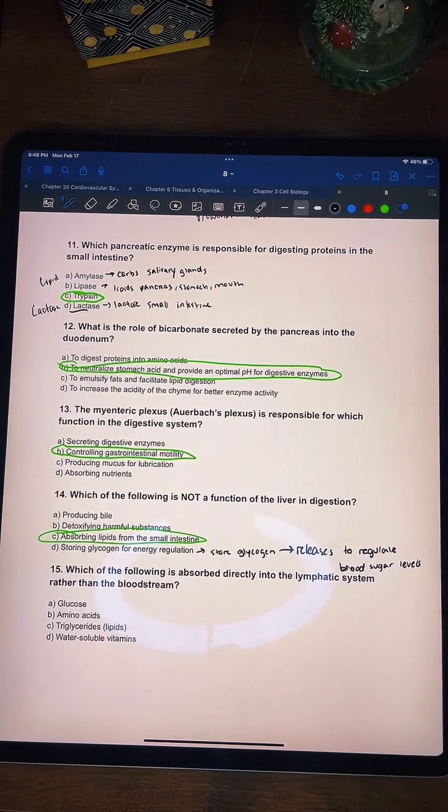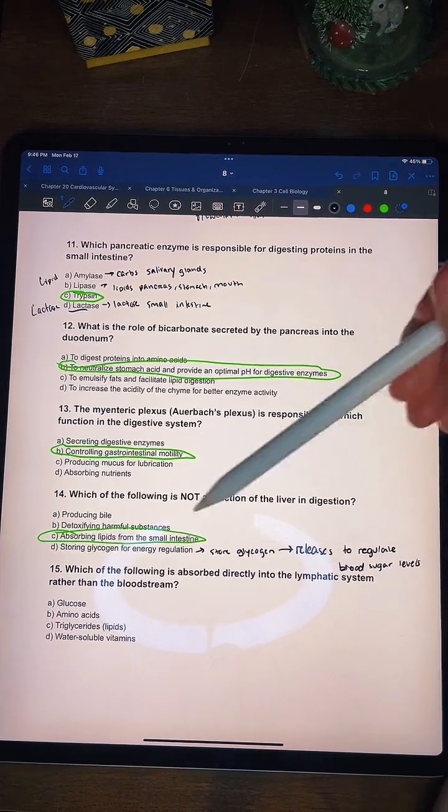That makes sense. I saw some people got that one wrong, but were we good on that one, or do we want to move on? But the answer is C. Absorbing lipids from the small intestine. Now good to move on. Makes sense. Gotcha. All right.